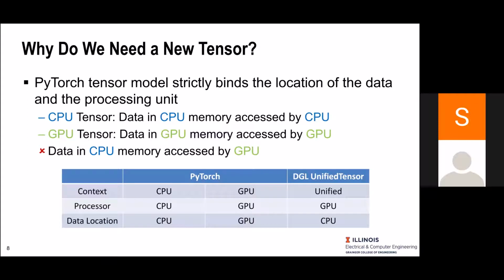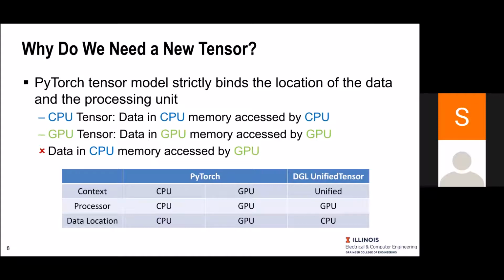So in the beginning of the talk, I mentioned the unified tensor. For the zero copy, why do we need a new tensor for this? The reason is that frameworks like PyTorch have a tensor model that strictly binds the location of data and the processing unit. For example, if it's a CPU tensor, the data is in the CPU memory and it is accessed by the CPU. If it's a GPU tensor, the data is in GPU memory and accessed by the GPU as well.